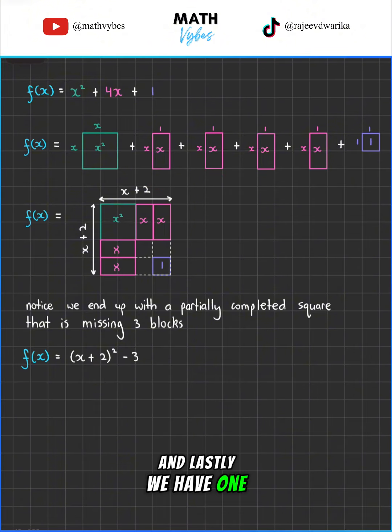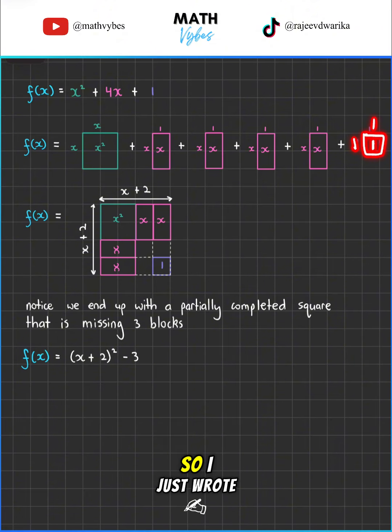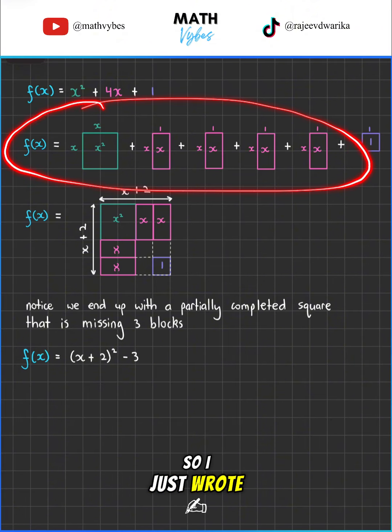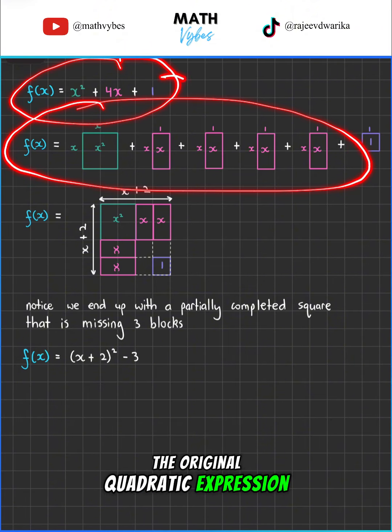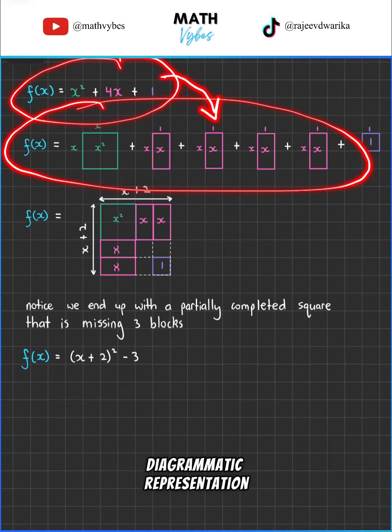And lastly, we have 1. Now 1 could be represented by a square with lengths 1 by 1. Why am I saying that? Because 1 by 1 will give me back 1. So I just wrote the original quadratic expression as a diagrammatic representation. So they mean the same thing.